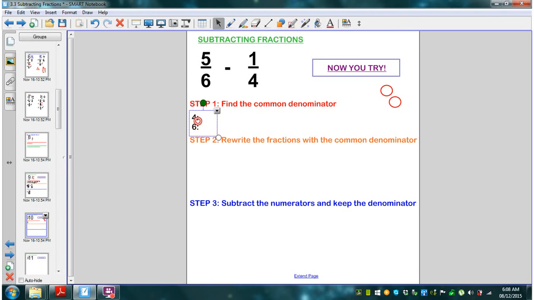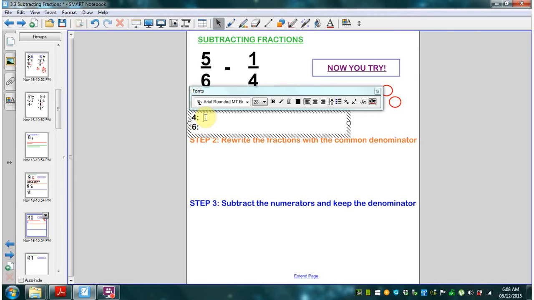So 4, I'm going to write it down this way. 4 times 1 is 4. 4 times 2 is 8. 4 times 3 is 12. 16, 20, 24, 28, and so on.